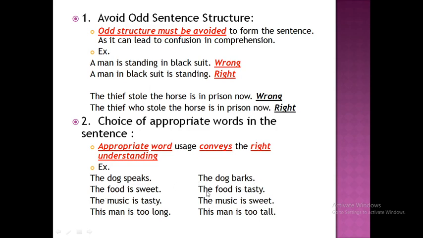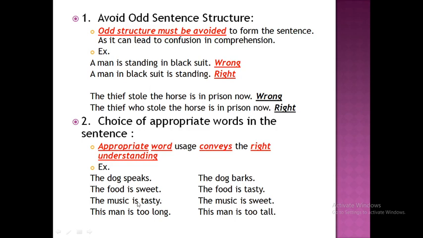The food is sweet. Nothing is wrong with it. If you are having a sweet, you can say that the food is sweet. But the food must be tasty. There is a specific word to give to the food. Food is tasty. So sweet refers to the same understanding, but this is inappropriately used here in this construction. So the food is tasty instead of the food is sweet.